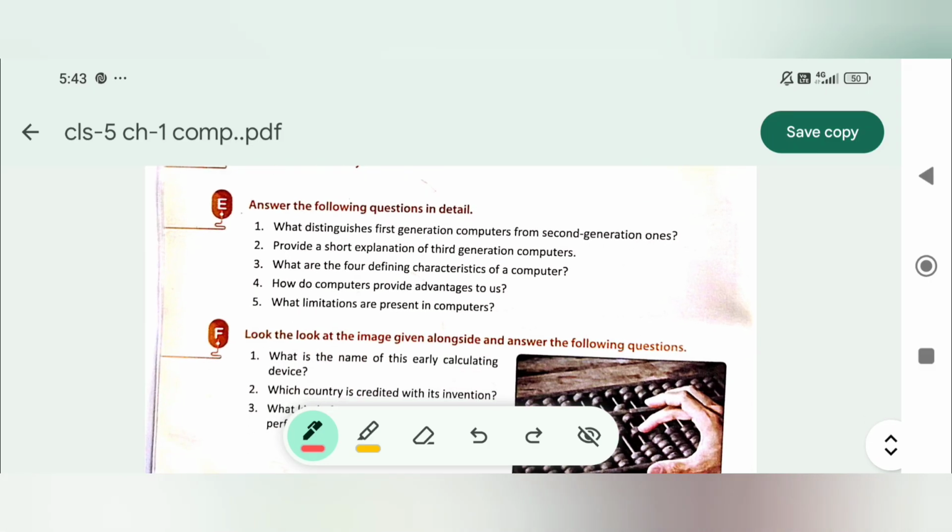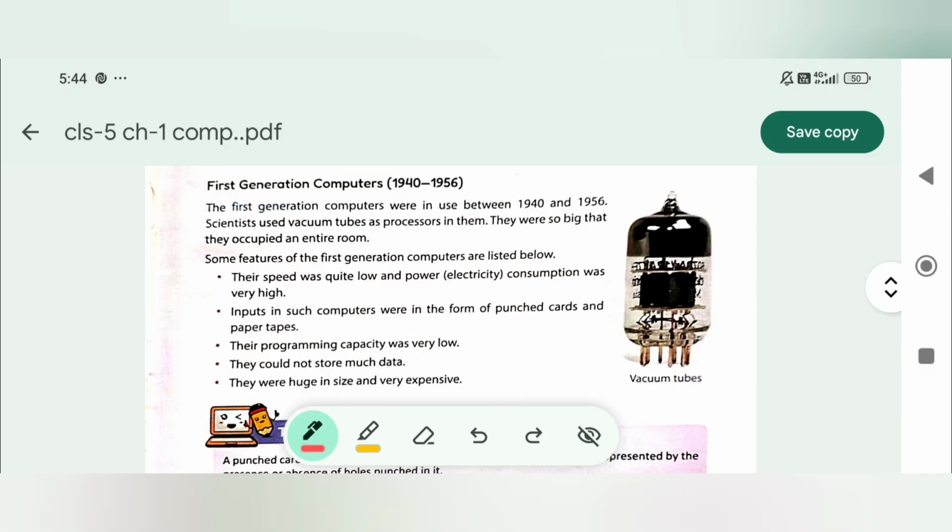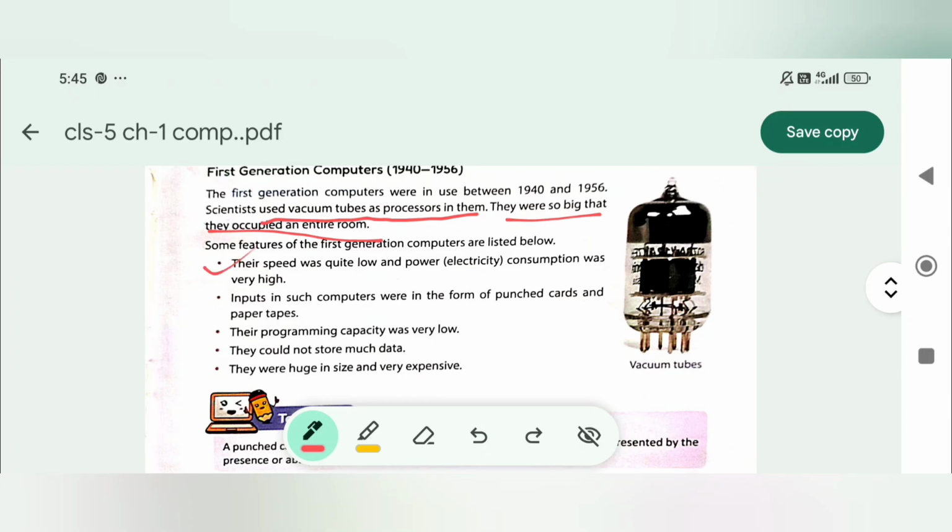Next, answer the following question in detail. What distinguishes first generation computers from second generation ones? So in first generation, scientists used vacuum tubes as processors. They were so big that they occupied an entire space. Their speed was quite low and power consumption was very high. Inputs in such computers were in the form of punch card and paper tape. Their programming capacity was very low. They could not store much data. They were huge in size and very expensive.